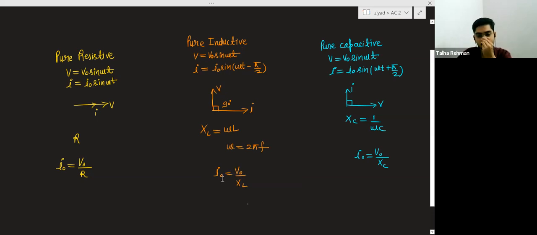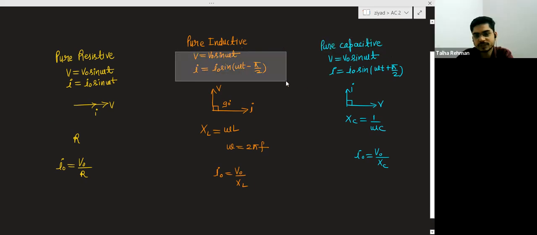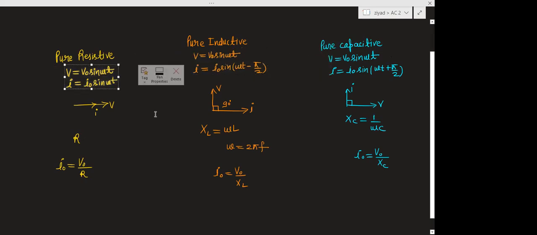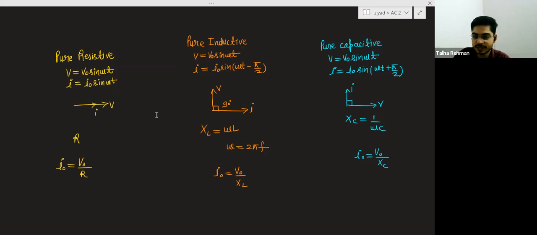I naught is the peak value of the current, V naught is the peak value of the voltage, and XL is the inductive reactance. For a pure capacitive circuit, these two equations you have to remember. These two equations, the equation of the current and the voltage, you should know, and you should know that in an inductive circuit whether the current is lagging behind or the voltage is lagging behind.